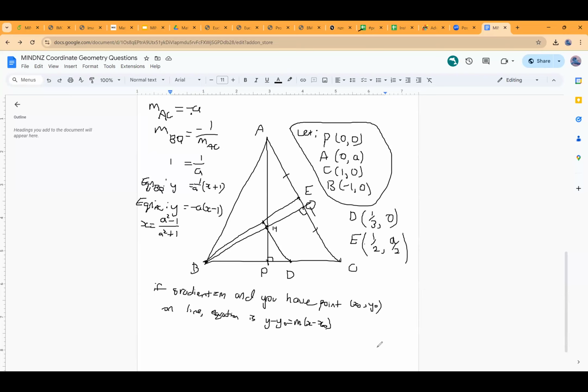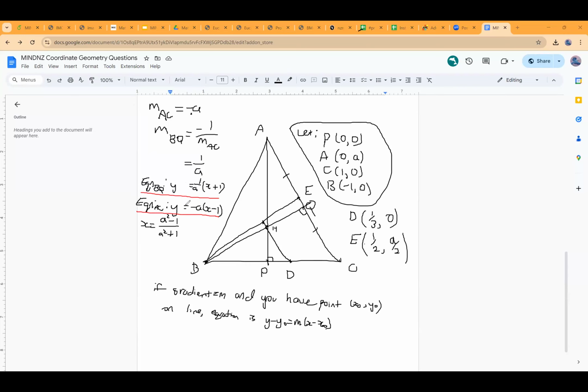Negative x plus a plus a. Yeah, that should be good. Oh, sorry, for point Q, what I did is, because we know point Q lies on the line BQ, and it also lies on the line AC, it must satisfy both of these equations, right?